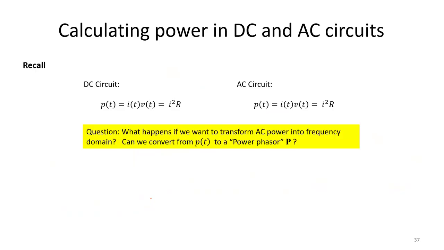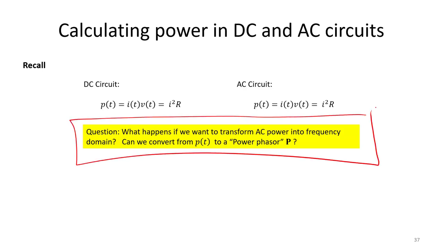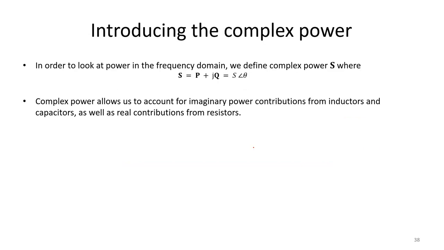Alright, so far we have talked about average power and instantaneous power, but everything so far has been in time domain. And so an important question comes up. What happens if we want to transform AC power into frequency domain? Remember, we often need to transform our circuits to frequency domain in order to find unknown values. So can we just take P of t and write a power phasor? It turns out that we can't just directly create this power phasor, but we can do something else.